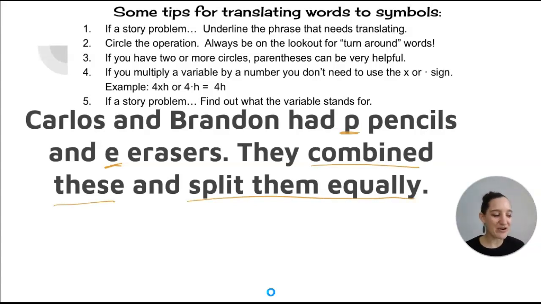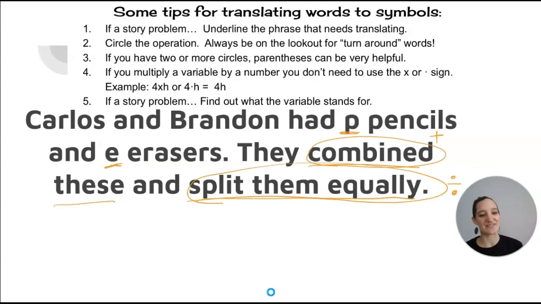Well, from our notes yesterday, I know that combined means we're going to add, and split them equally means we're going to divide. What are we combining and splitting? The pencils and the erasers. So Carlos and Brandon first combined the pencils and erasers. I'm going to put that in parentheses because that's what they did first. After that, they split them equally. I know that splitting equally means we're going to divide. So I could write it like this, divide.